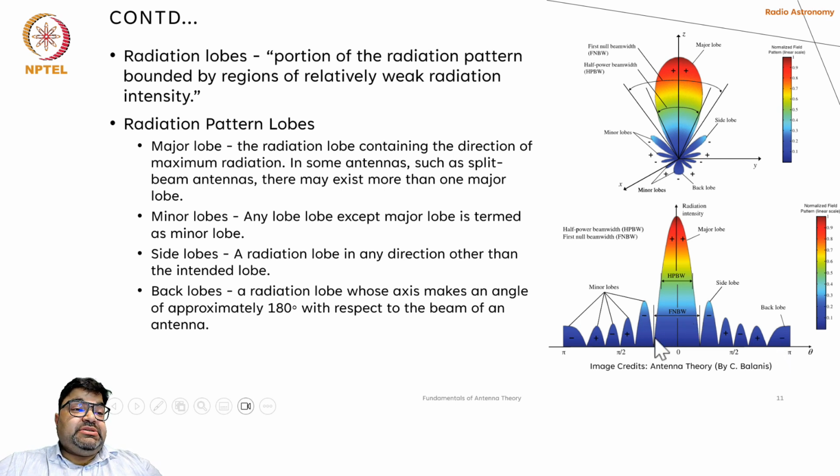The distance between these two first nulls is called the first null beam width, or FNBW. Then comes the first side lobe, then second, then third, and so on. These are also called minor lobes, and finally we reach the back lobe. So this half power beam width is very important, as we just discussed, and that's mostly what we have to discuss in this particular slide.